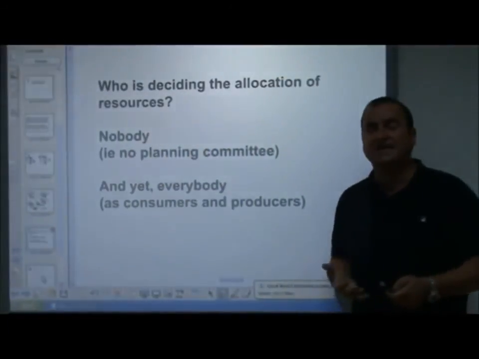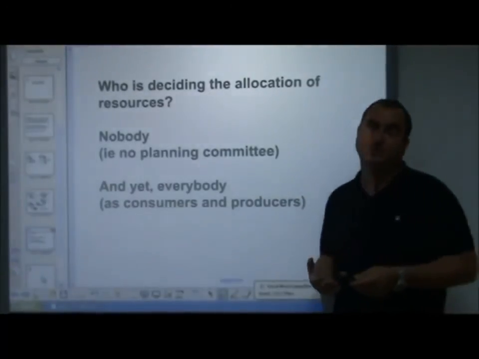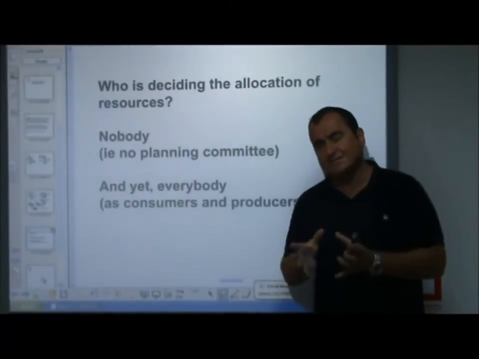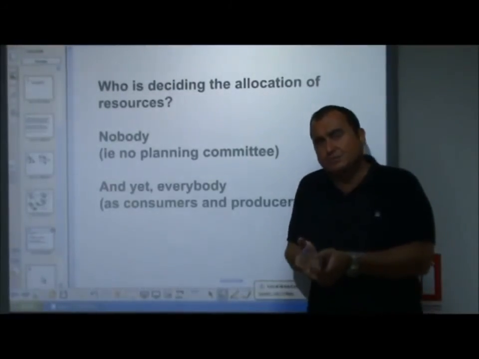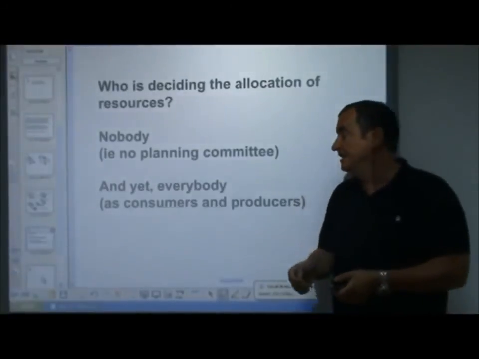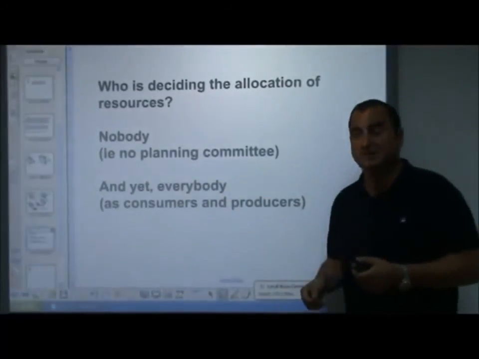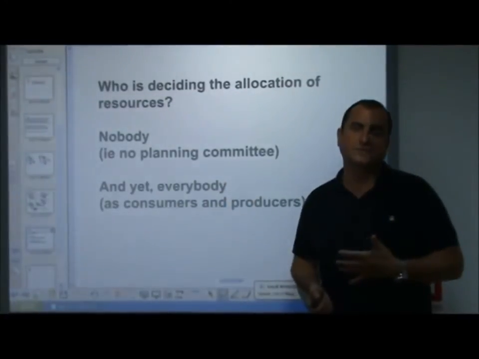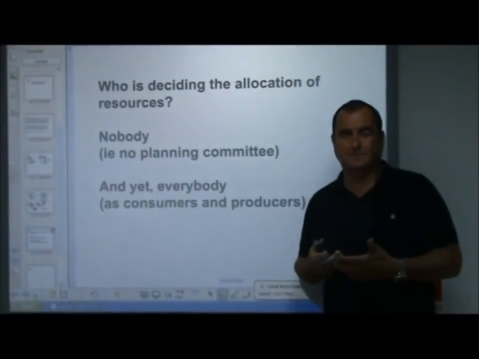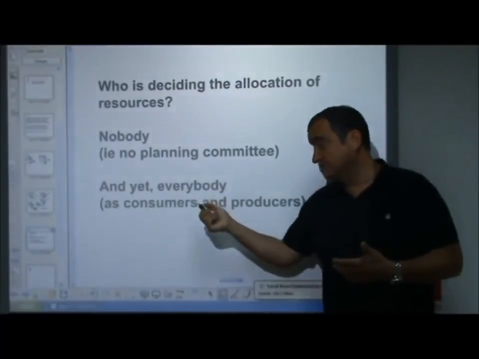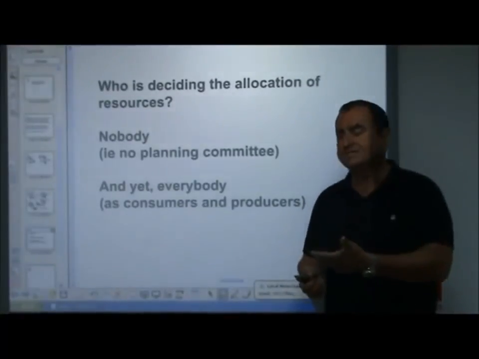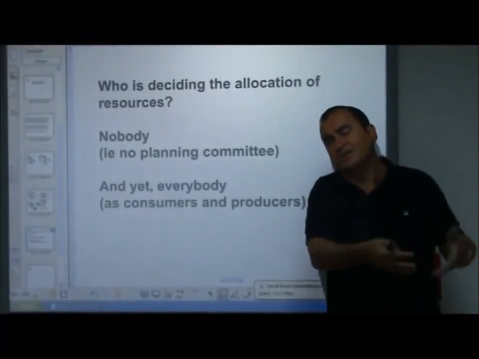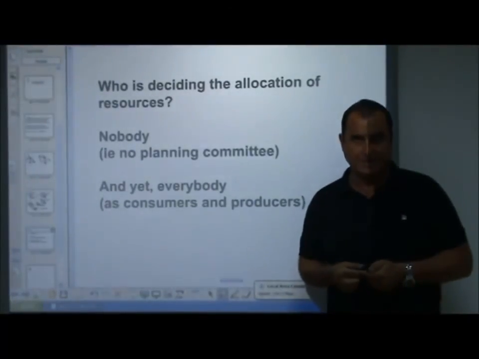But who decides these allocations of resources? Nobody. It's no planning committee, it's no government committee. In the free market mechanism, no individual group of people are deciding this, and yet, in a way, everybody is deciding. As consumers and producers, we are all reacting to the signals of changing price and deciding whether, as consumers, we will or won't buy more or less, and as producers, whether we should go ahead and produce more or produce less and re-employ the limited resources in another way.